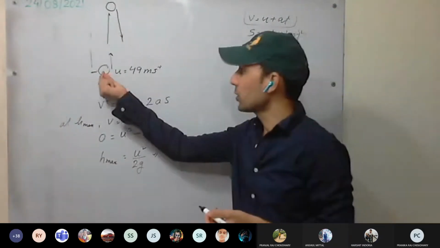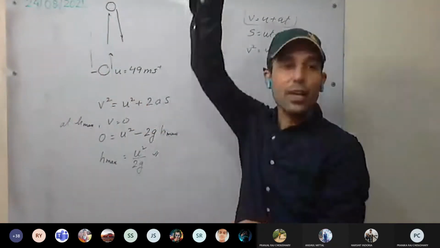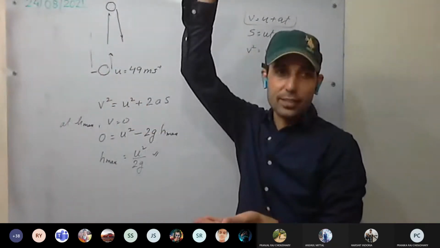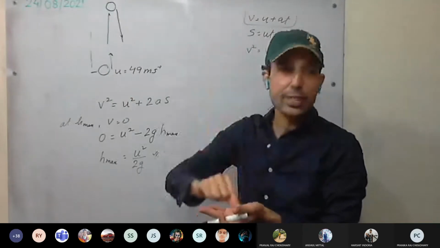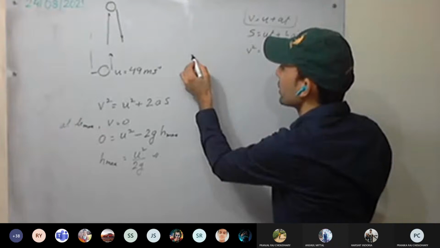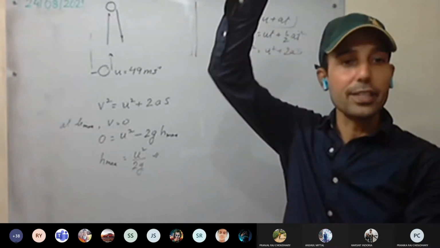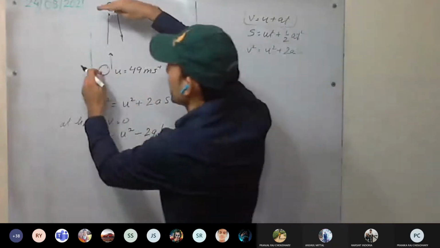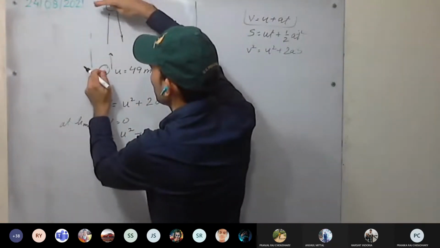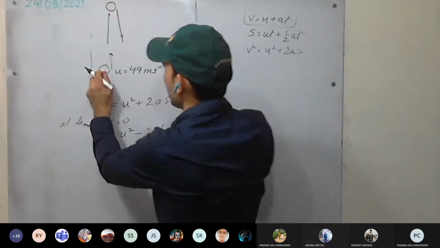See here, a body is going from here to the top. If I ask you something, if I throw the body and it takes 4 seconds to reach the top position, how much time will it take to come back? Same time it will take. If it is taking 2 seconds moving up, it will take 2 seconds to come back. So total will be 4 seconds. So we can calculate the time taken by the ball from this position to h max.